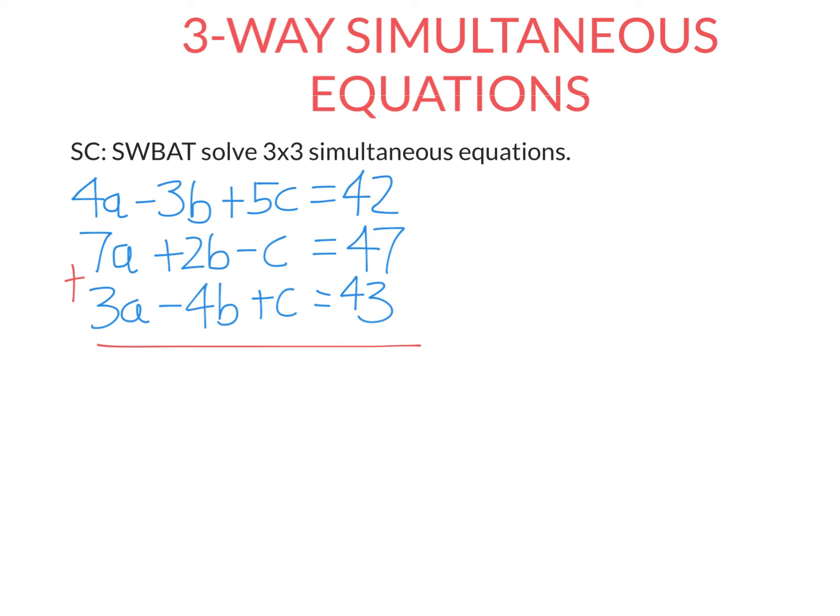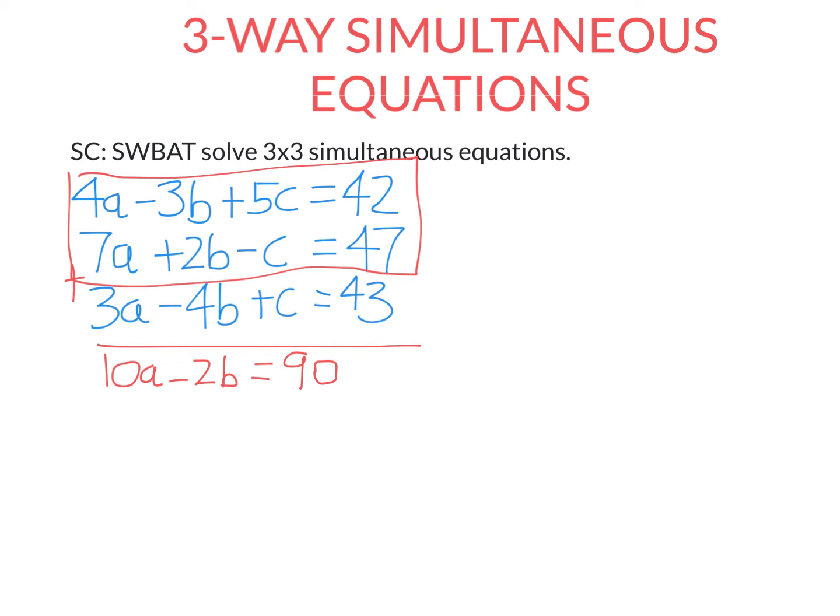So adding together the bottom 2 equations, we have 10a minus 2b equals 47 plus 43, which is 90. Now, the problem is I can't solve this equation because it has 2 variables. I need to get another equation that just has a's and b's. So what I can do is also use the top 2 equations to reduce this to something that has just a's and b's.